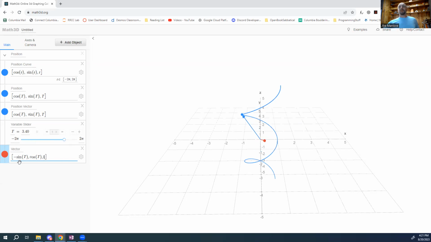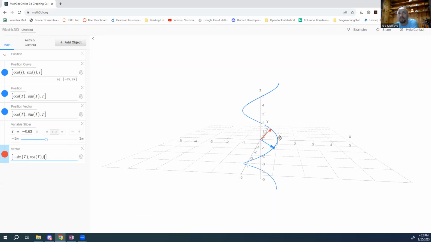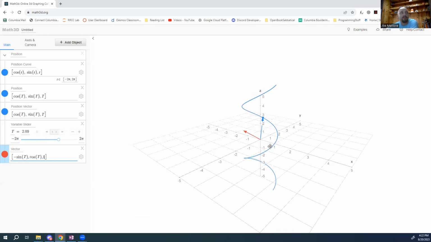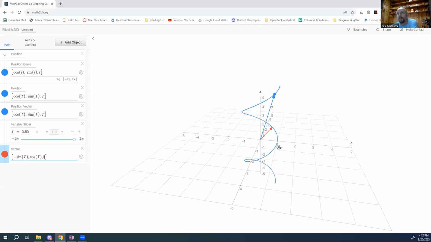So you can see that red vector goes in a circle. It is actually tracing out a circle in three-dimensional space. We could see what that velocity curve looked like if we wanted to, but it's not super relevant here.